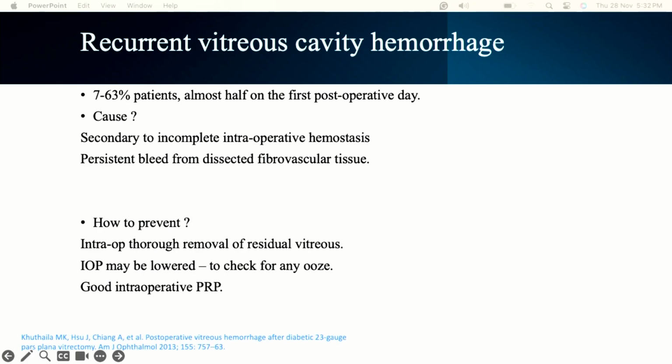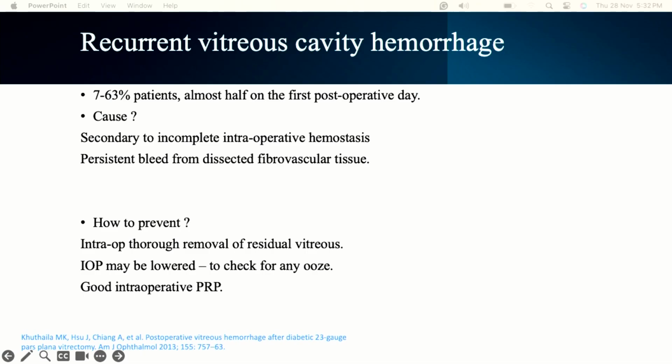So, recurrent vitreous cavity hemorrhage. It is seen in 7 to 63% of patients, and almost half are seen on the first postoperative day. The cause can be secondary to incomplete intraoperative hemostasis or persistent bleeding from the dissected fibrovascular tissue.